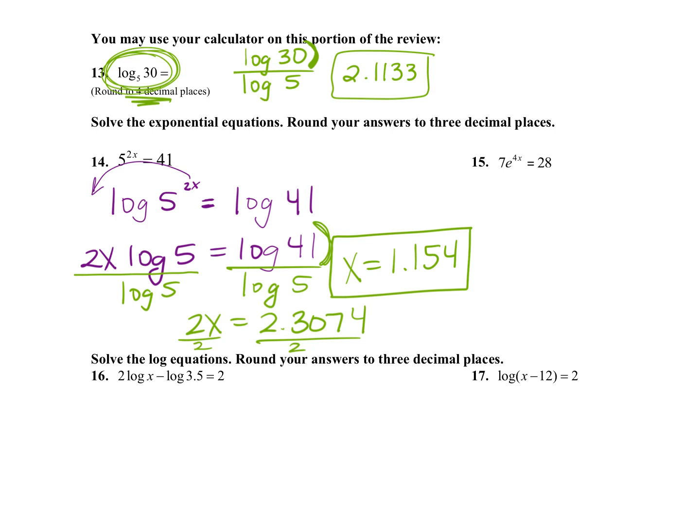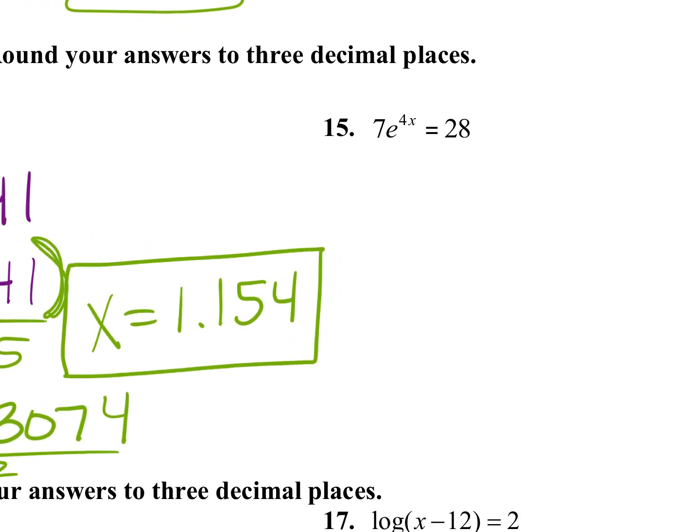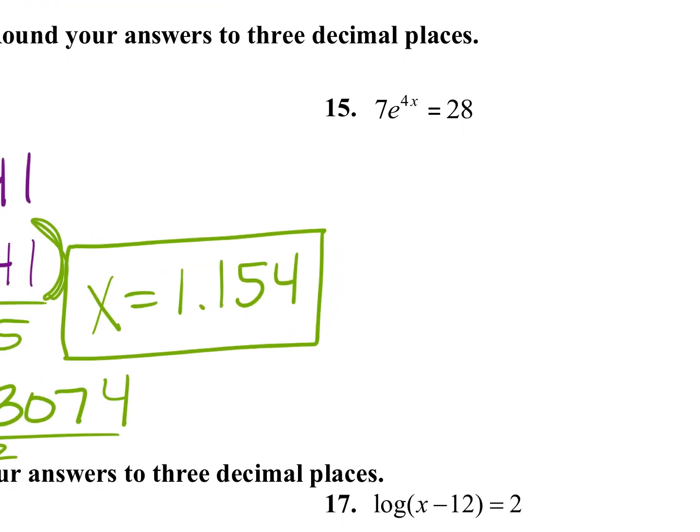What's different about 15? The natural log, right? When there's an e, it's ln, not log, okay? Still a log, but it's the natural log. What do you do first on this one? Before you move it to the front, divide, right? We have to isolate. So we're going to divide by 7. So e to the 4x equals 4.